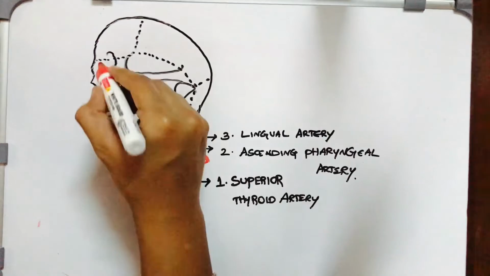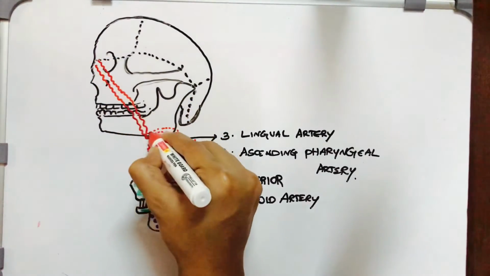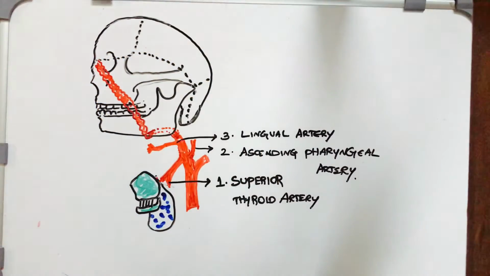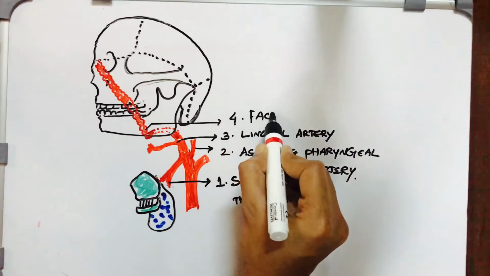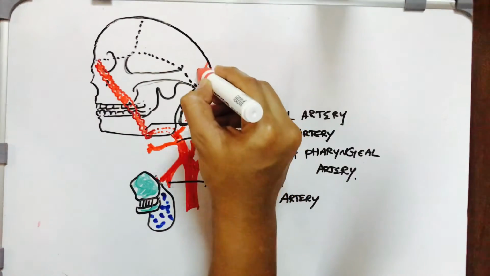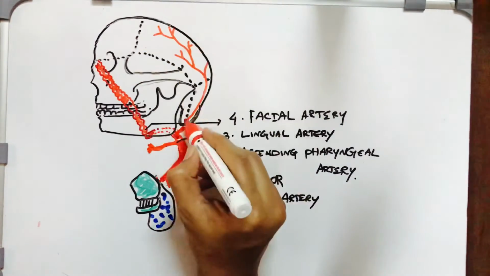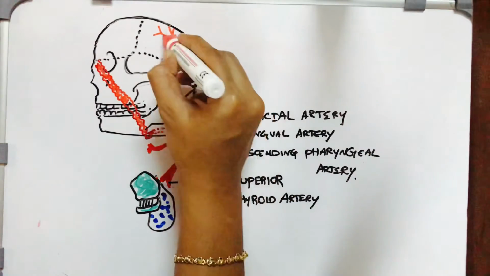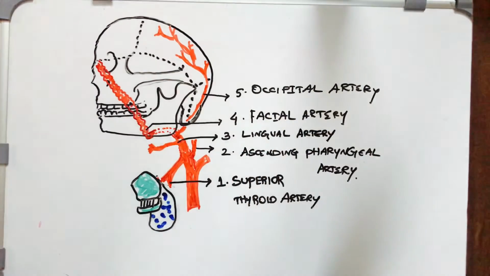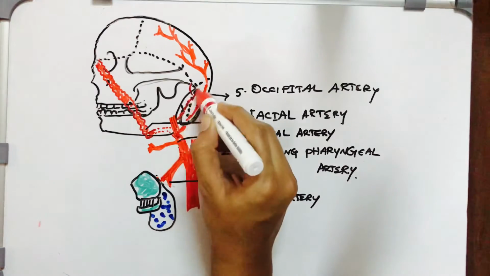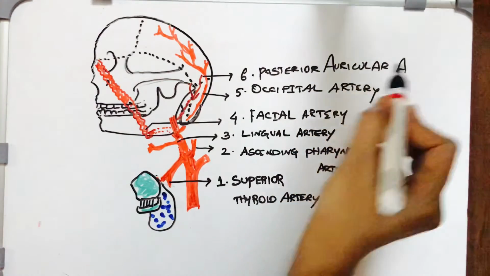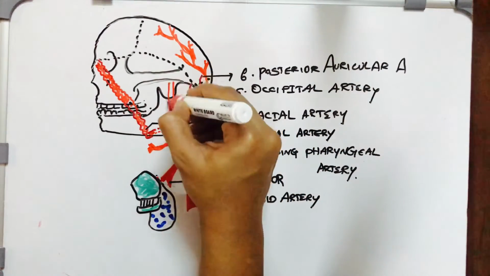The fourth branch winds around the base of the mandible and ascends till the medial canthus of the eye. And this artery is tortuous, called the facial artery. The external carotid artery gives a branch posteriorly to supply the occipital region of the scalp, called the occipital artery. Another branch given posteriorly supplies the skin over the mastoid process and the area behind the auricle, called the posterior auricular artery.